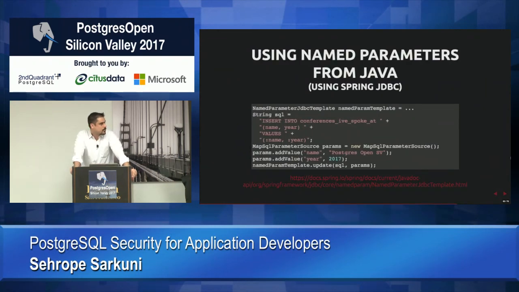The other kind of parameter is what's called named parameters. Out of the box, Postgres doesn't support named parameters. It only supports numbered parameters. But there are libraries for almost every programming language which provide named parameters on top of that interface. This is an example from Spring JDBC for Java, where instead of having $1, $2, $3, I have named parameters, colon name and colon year. It's a little easier to understand what's going on, because I say I'm setting the name parameter to be Postgres Open and the year to be 2017.